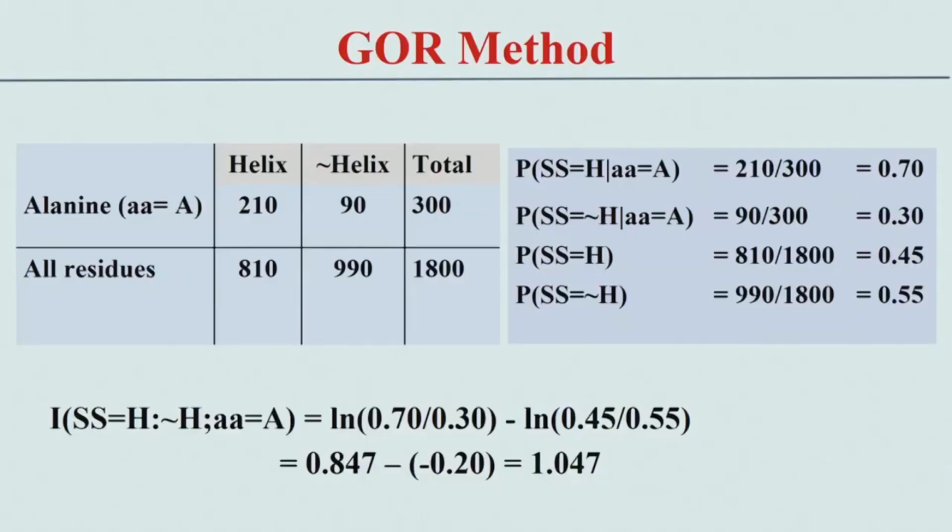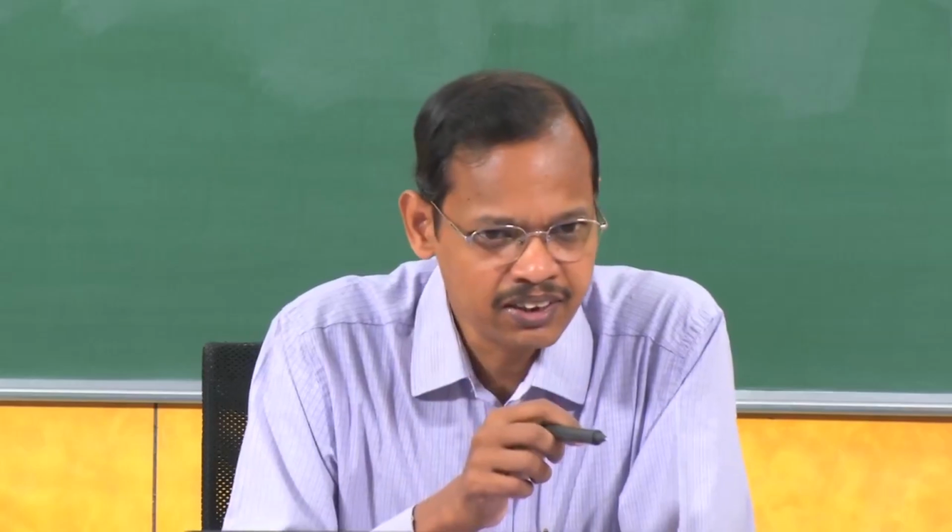For example, if you have a protein with 1800 residues, or a set of proteins with 1800 residues, 810 are in helix and 990 are not in helix. That means 990 are spanning into different secondary structures, either strand or coil or turn. Then you take a particular residue, alanine. So, there are 300 alanines, this is not the exact number, I put it for example. 210 are in helix and 90 are not in helix. Using this information, we can derive the information content.